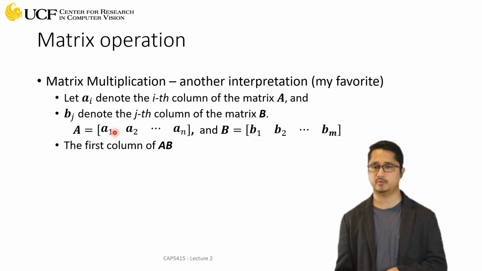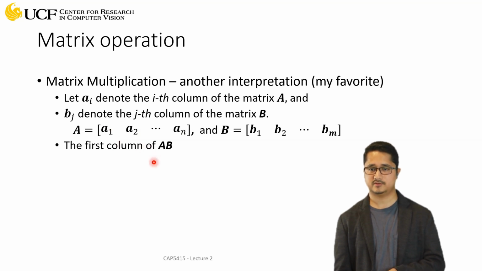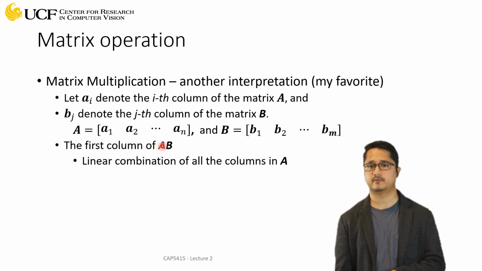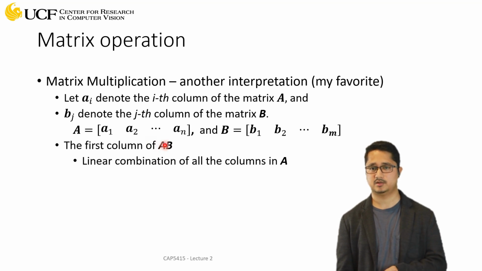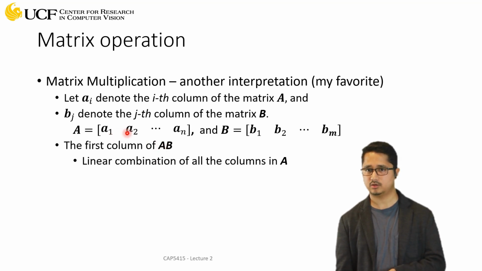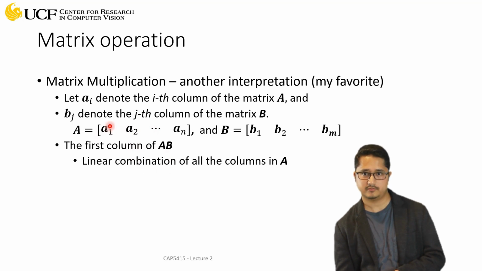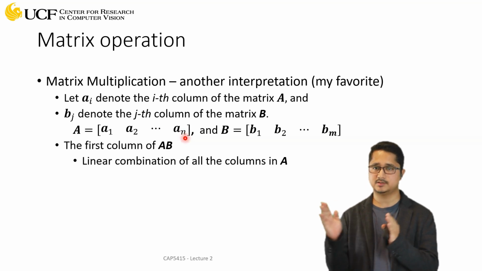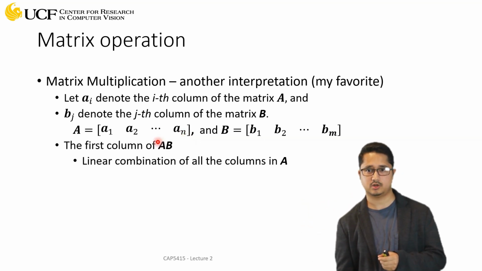I will talk about what linear combination means, but first try to understand where the values are coming from for the first column of AB. It's coming from all the columns of A. So all these values are being used when we try to generate that column. And as I said, we are taking a linear combination, which means that we will take some portion of A1, we will take some portion of A2, and so on and so forth, all the way up to AN. So we take some magnitude of these, sum them together, and that's going to be the column of AB.